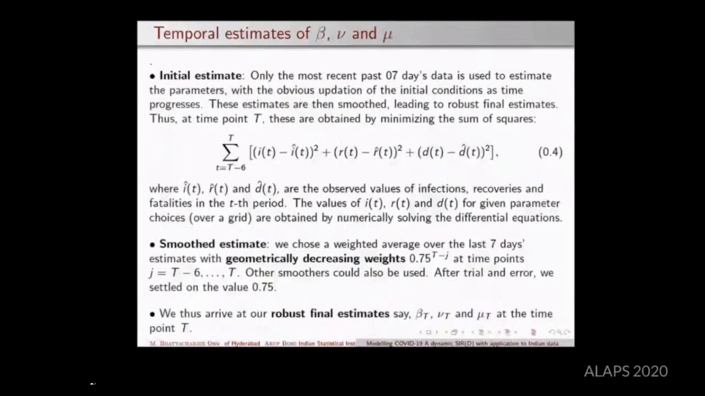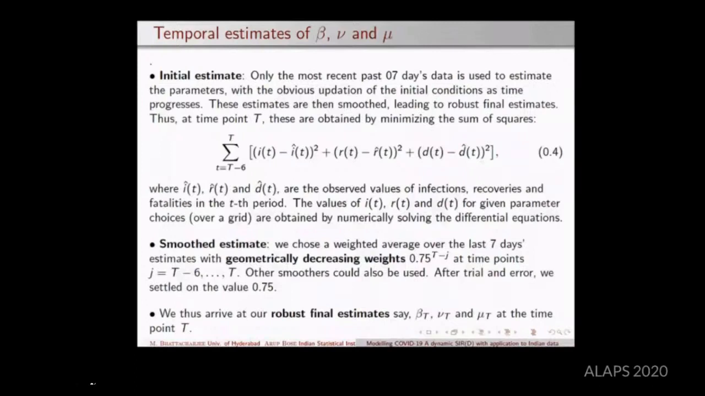Once you obtain those, then we choose a weighted average over the last 7 days' estimates with geometrically decreasing weights. Other smoothing could also be used. By trial and error, we arrived at these estimates, which seem to be doing a reasonably good job. So we thus arrive at our robust final estimates, beta_t, nu_t, and mu_t at the time point t. It's important to realize that these estimates will keep on changing, because it's happening over a moving window of 7 past days. So at any time point T, these are the current estimates of the three parameters.